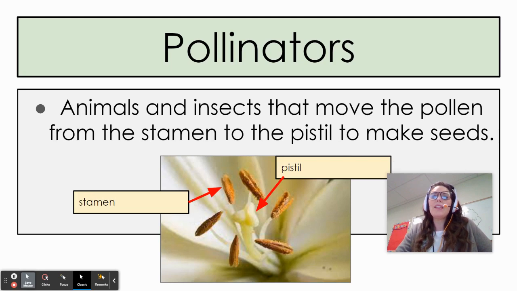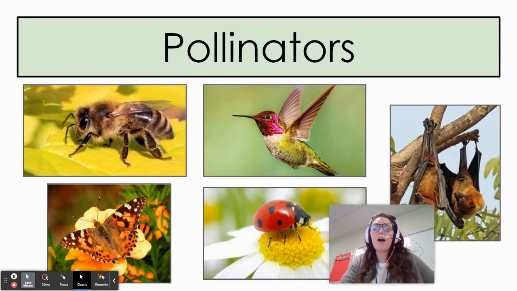In this diagram of this flower, you can see where the stamen is and the pistil is in the center. So all along the stamen you can see there is that fine powder. This looks a little brown, but brownish yellow, that has pollen on it. And here are some examples of pollinators that help move the pollen from the stamen to the pistil. Bees, hummingbirds, bats, ladybugs, and butterflies. They are all very important to making sure that the plants grow seeds and continue their life cycle.